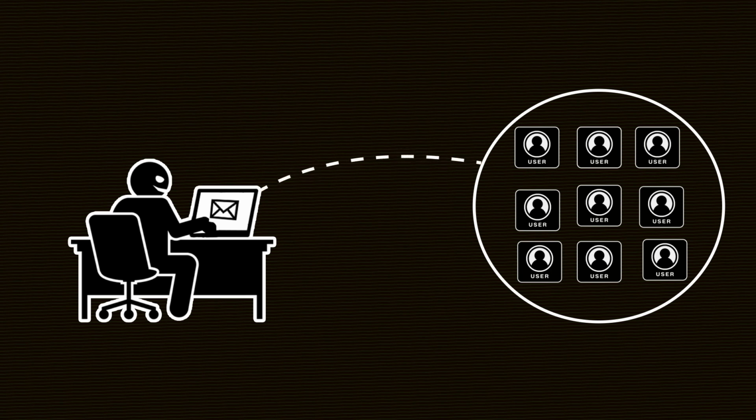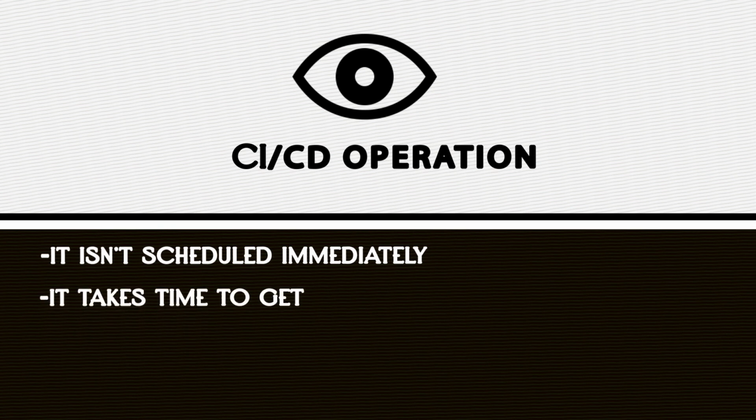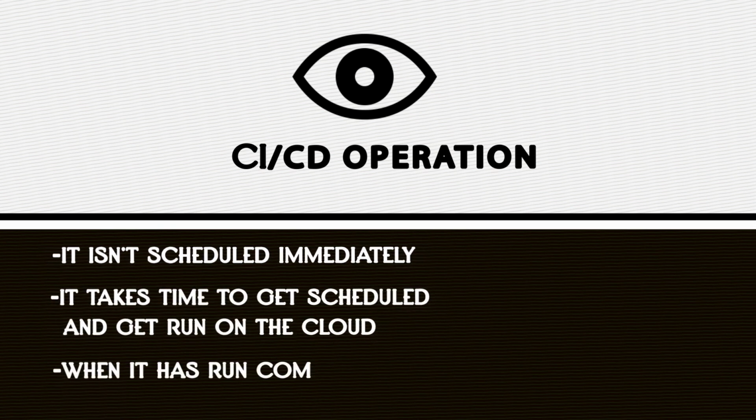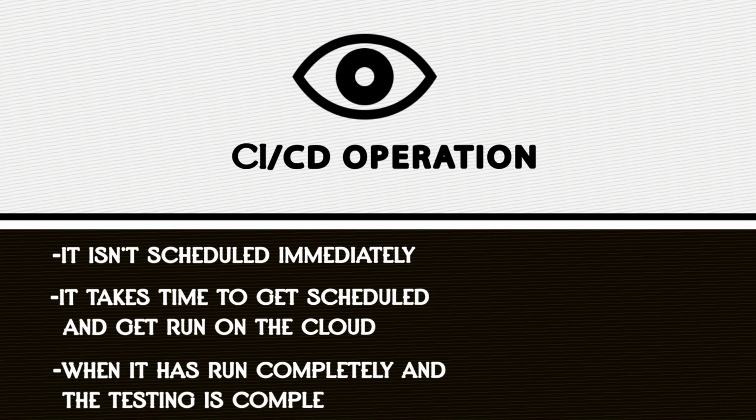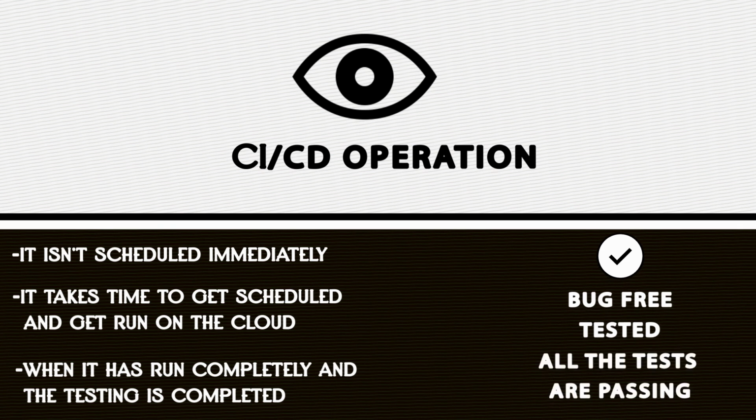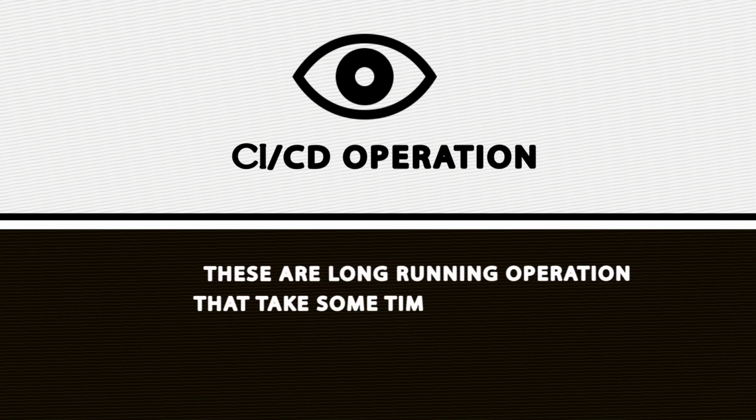on the cloud. For example, if you just observe the CI/CD operations, when you push the code, it isn't scheduled immediately. It takes time to get scheduled and get run on the cloud, and when it has run completely and the testing is completed, it has some check marks that this code is bug free, it is tested, and all the tests are passing. So basically all of them are scheduled, they are not run immediately, and we can say that these are long running operations that take some time to be completed.